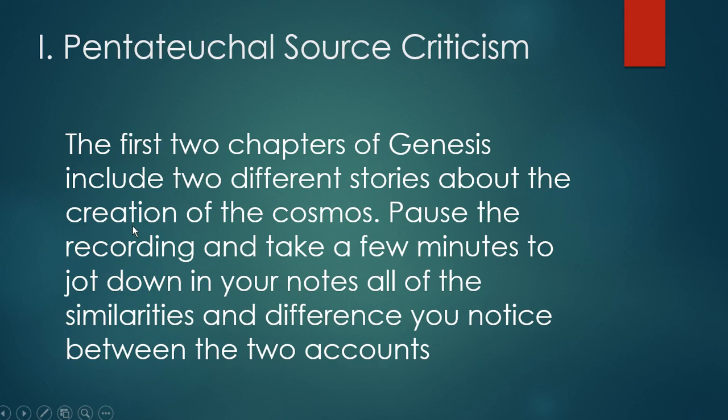Okay, so then let's go look at the first item on our agenda for today, which is what we call Pentateuchal source criticism. And we're going to find out briefly that there are 2 different creation stories in chapters 1 and 2 of Genesis. The first one starts at the very beginning and goes right through the 3rd verse of chapter 2, and then starting in chapter 2, verse 4, and going on through the end of that chapter is another account of creation.